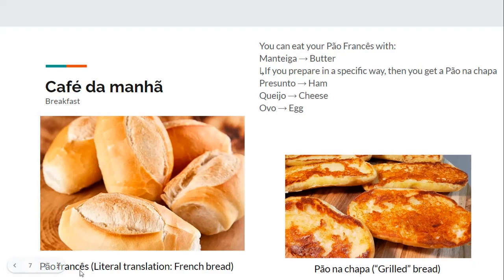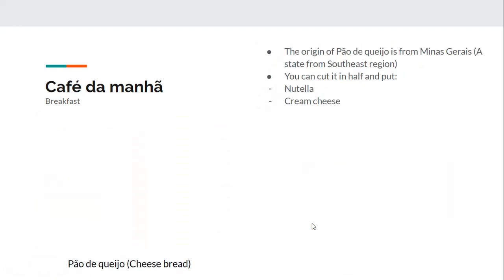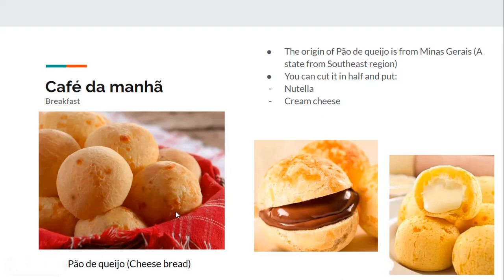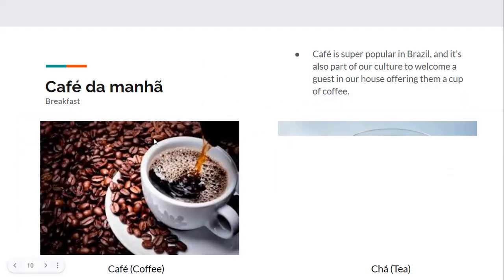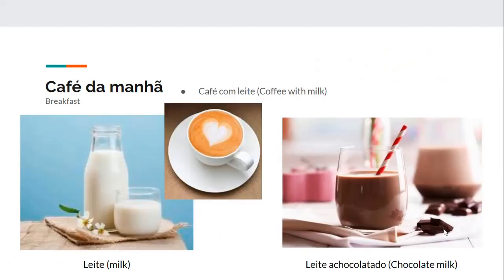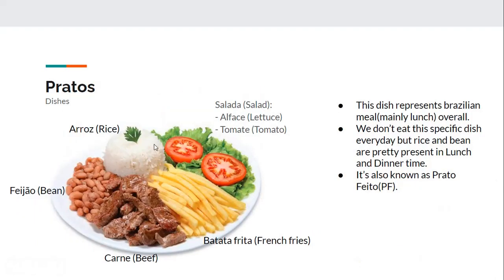Alright, so here we have pão francês, pão na chapa, pão de queijo, tapioca with salty and sweet ingredients, café, chá, leite, café com leite, leite achocolatado. Here we have arroz, feijão, carne, batata frita, salada. And all these ingredients combined together are also known as prato feito, so the dish prato feito.